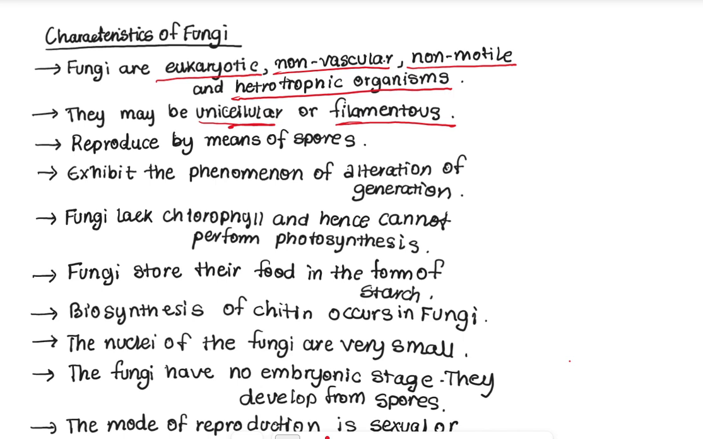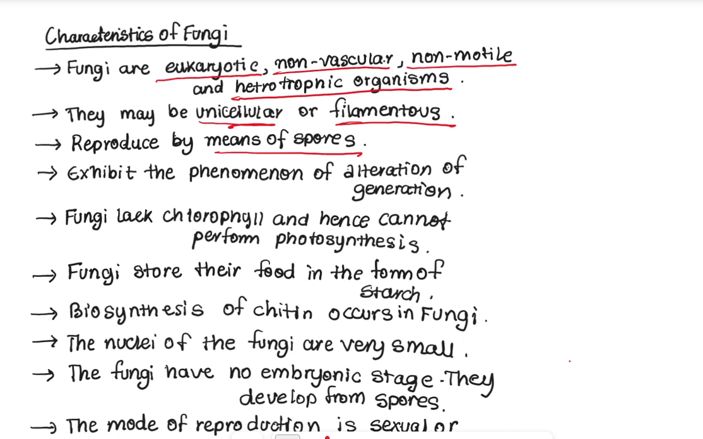Moving on, they reproduce by means of spores. Fungi reproduce using tiny structures. These tiny structures are known as spores. Spores spread to air, water, or animals and they grow into new fungi in suitable or favorable conditions. Example, the powder released from the mushrooms which contains spores.